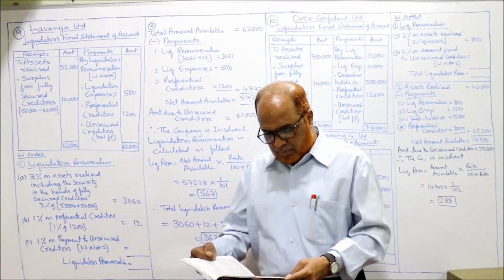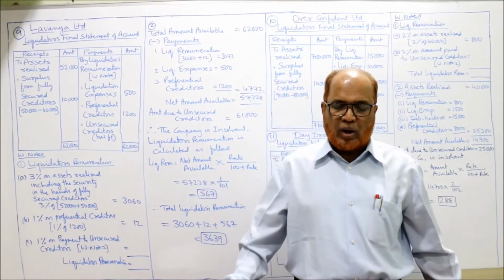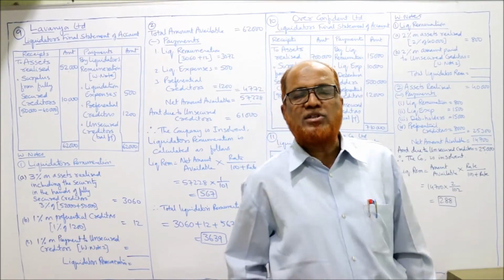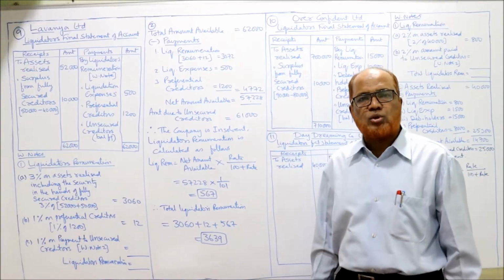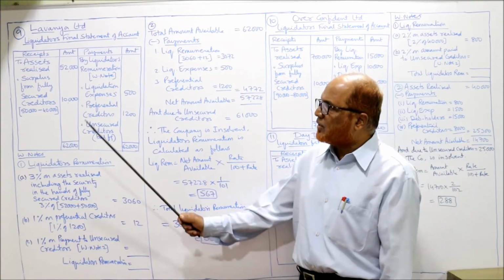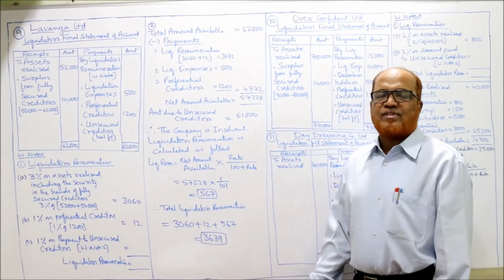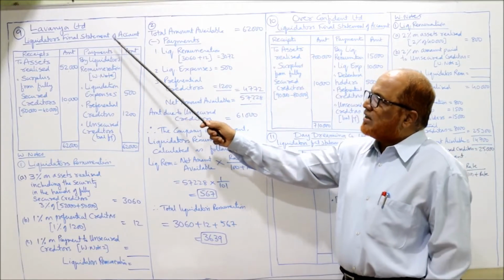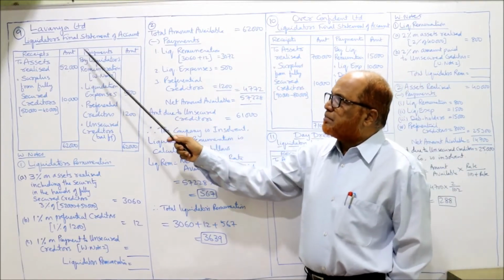Prepare the liquidator's statement of account showing the payment made to unsecured creditors. How much is the payment made to unsecured creditors? We have to show it in the liquidator's final statement of account. Now see carefully, this is the first problem. Liquidator's final statement of account, receipts, payments.